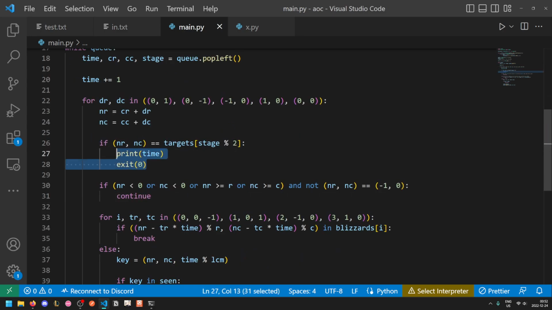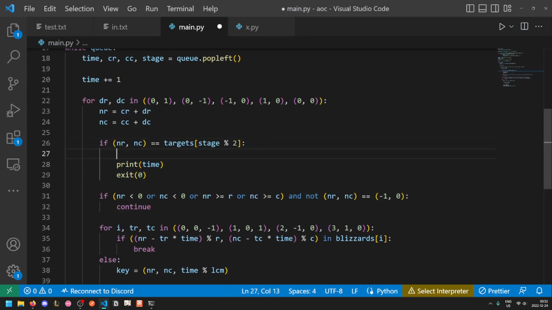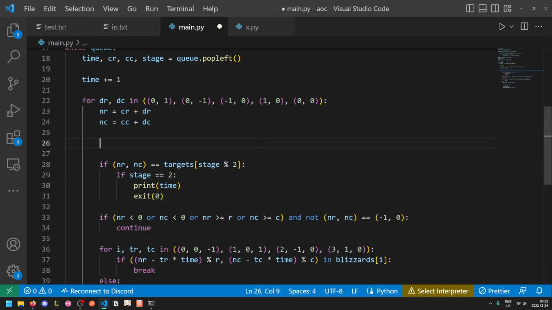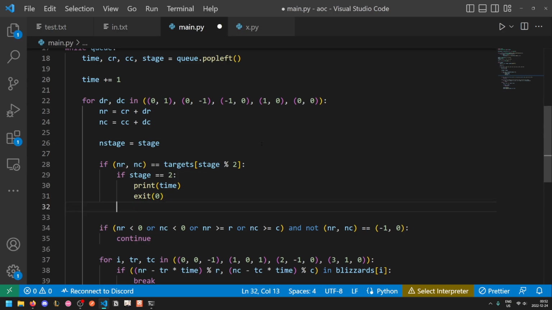So instead of exiting every time we reach our target, we only do that if we've reached the target and our stage is 2. In other words, we're in the last leg of our journey and we get to the end gate. Otherwise, we don't actually exit, but instead I'll keep track of something that I'll call end stage, which will be the next stage of our given move. If we reach a target but we're not in the final stage, we advance our current stage, marking that we want to go to the next segment of our journey.